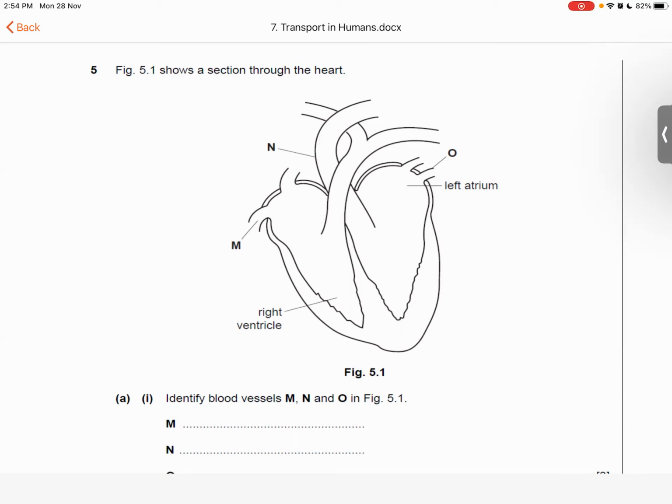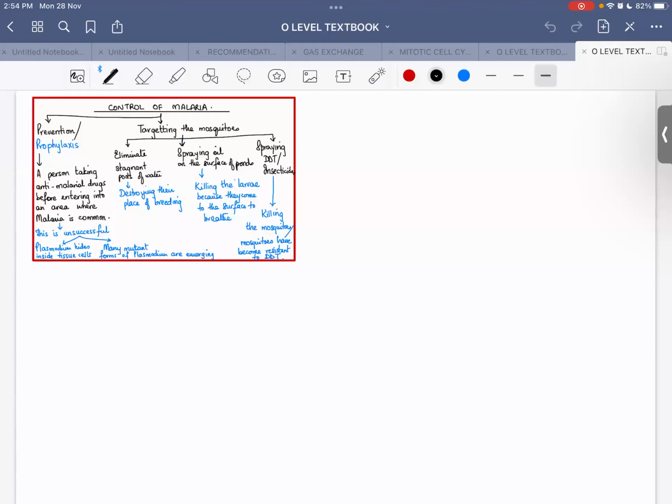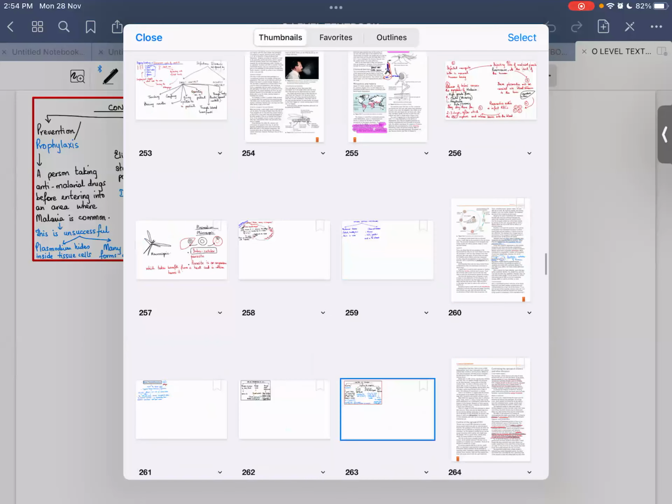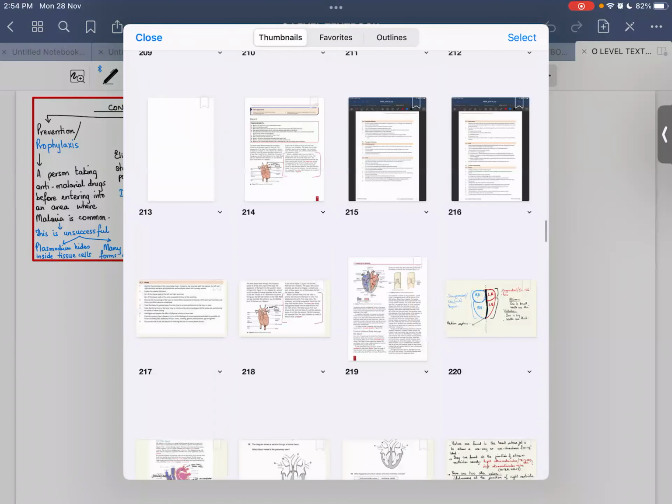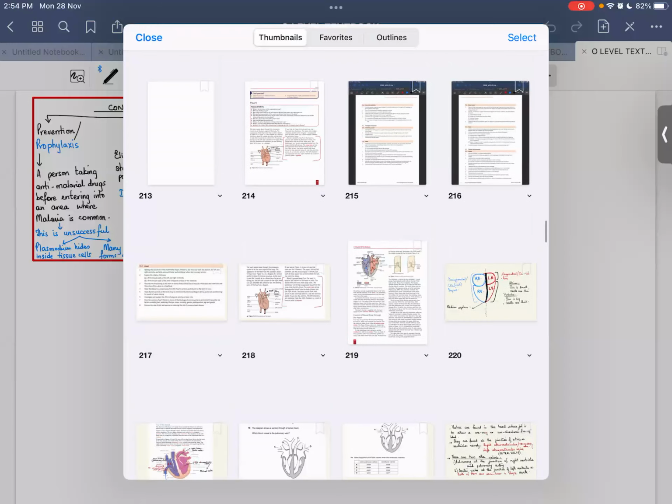Did you get a chance to revise the heart? No, Miss. I did Transport in Mammals, but I don't remember the structure so well, and I read it from the presentation you sent. I remember clearly that I had taught you this. Which is it, the pulmonary vein? No, it's not the pulmonary vein. There you go. I've done all this with you.